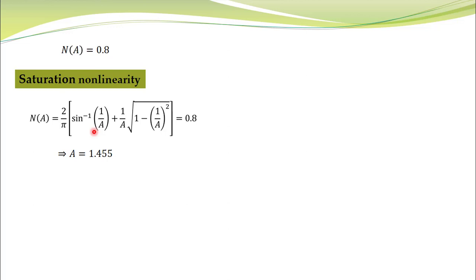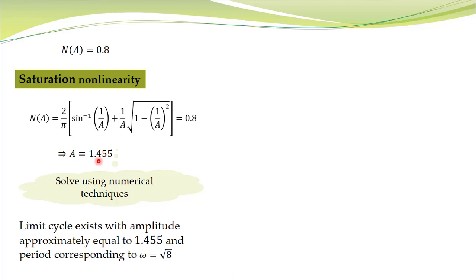So if we use some technique to solve this equation, A comes out to be equal to 1.455. So what is the conclusion? A limit cycle exists in this particular system, and the amplitude of that limit cycle is approximately equal to 1.45, and the frequency or the period of that limit cycle corresponds to omega equal to square root of 8. So that is for saturation nonlinearity. What was the second nonlinearity?